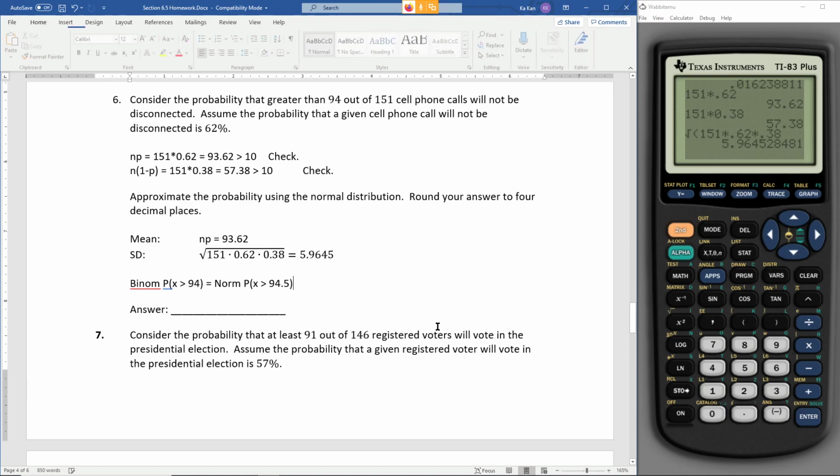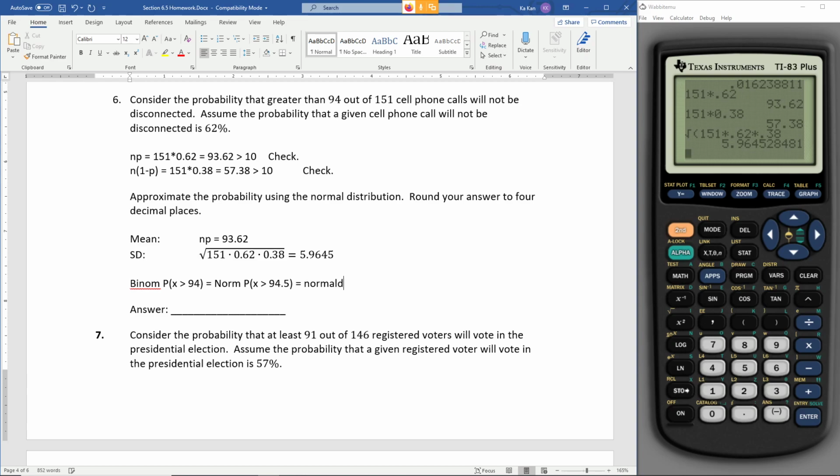So this is going to be normal CDF, and we are looking at the left bound. What is the left bound? The left will be 94.5 because we are greater than 94.5, so you got to start from there. We're going to infinity with this one. The mean is going to be 93.62, and the standard deviation will be 5.9645. Just like this. And then let's put this in the calculator.